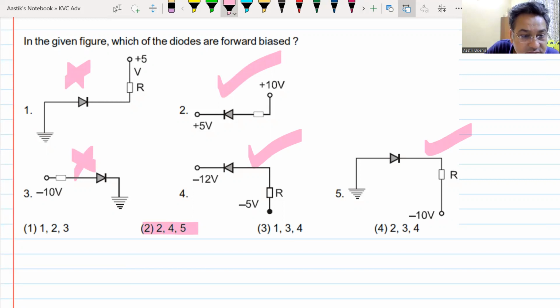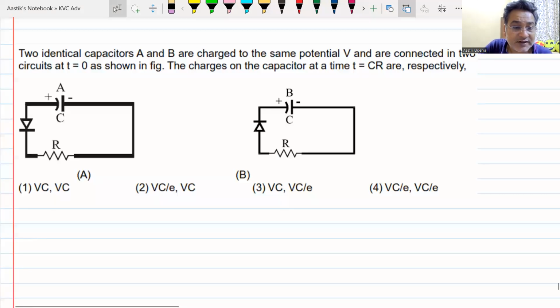Yes. Let's see if you can give the answer to the next one, and this is the next one. Two ideal capacitors A and B are charged to the same potential V and are connected to two circuits at time t equal to 0. The charges on the capacitor at time t equal to CR is how much?